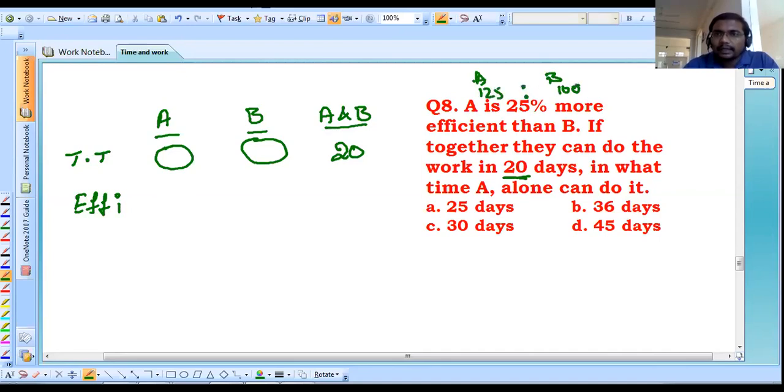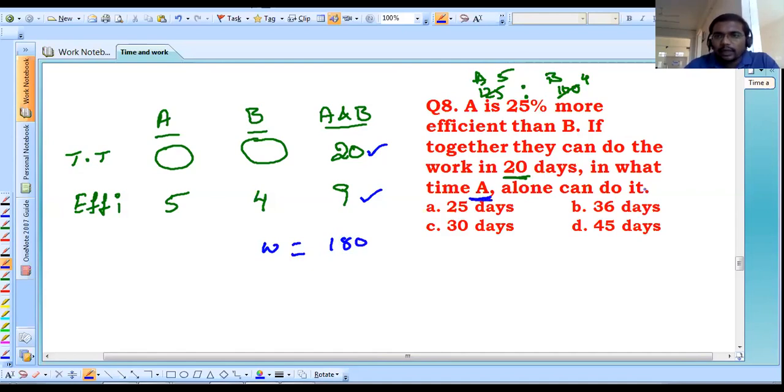If you are taking the ratio, this is 4, this is 5. That means you can say that efficiency of A is 5, B is 4, A and B is 9. Now this concept is very simple. You know A and B complete the work in how many days? 20 days. And efficiency is 9. Work is equal to efficiency into time, so 180. This 180 units is given to which person now?